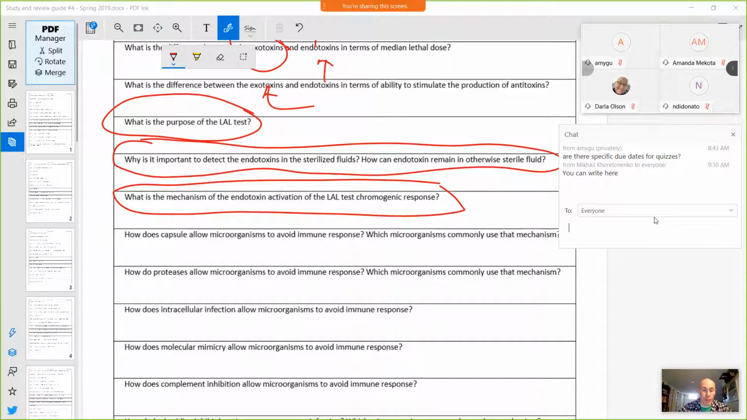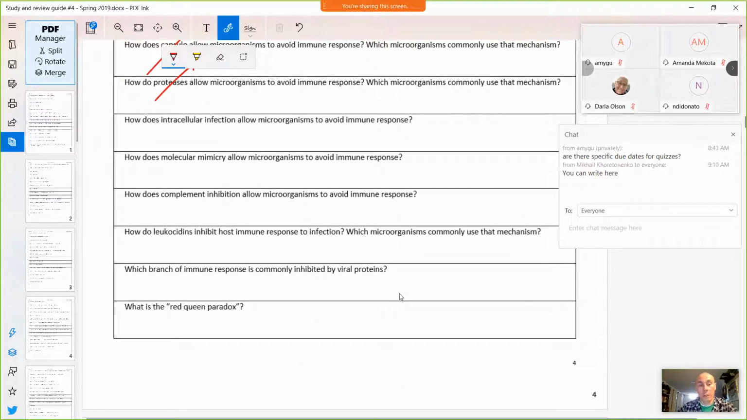Avoidance of immune response. So capsule, bacteria and fungi protect microorganisms from phagocytosis. Proteases. Bacterial proteases, exoenzymes can be released and can destroy antibodies. So we got capsule, got proteases. Intracellular infection, especially infection of immune cells, like Mycobacterium tuberculosis that infects macrophages, basically hides itself under the nose of the immune system. Inside of the cell, it's much harder to mount an immune response to intracellular infection.